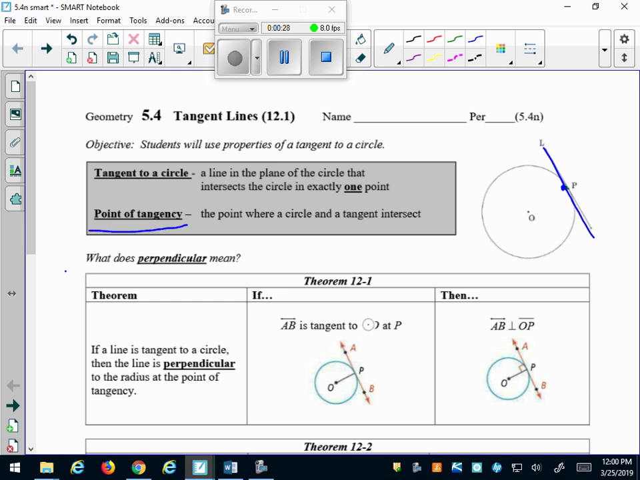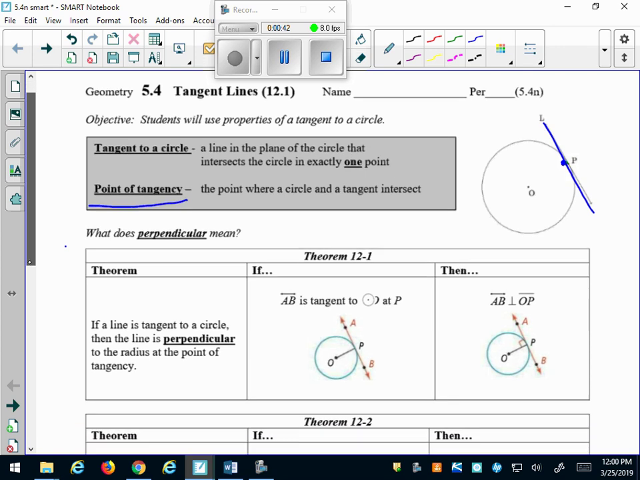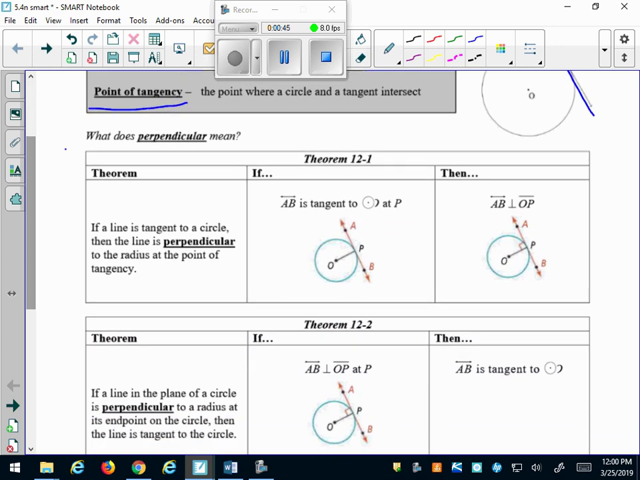Okay, so there's going to be two theorems that we learn about this, and then some problems that apply those theorems. Sounds easy, right? Just two theorems, but there's a lot of little tricks to these problems, so we want to make sure that we pay close attention to how to approach them.